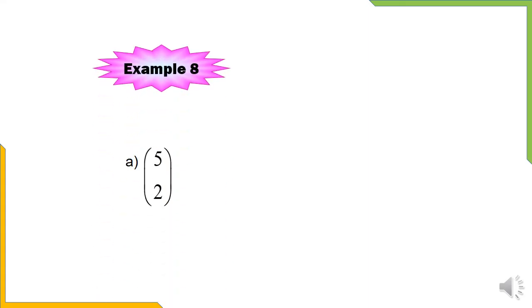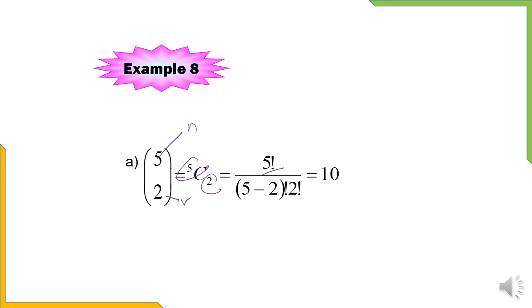Let's do some example 8. So 5 choose 2. What is 5 choose 2? By using the formula, the definition of binomial coefficient, it will be n factorial, which is 5 factorial, divided by (n minus r) factorial, where our r is 2. So 5 minus 2 factorial multiplied by r factorial, which is 2 factorial. This is our n, this is our r. So we get the answer as 10.